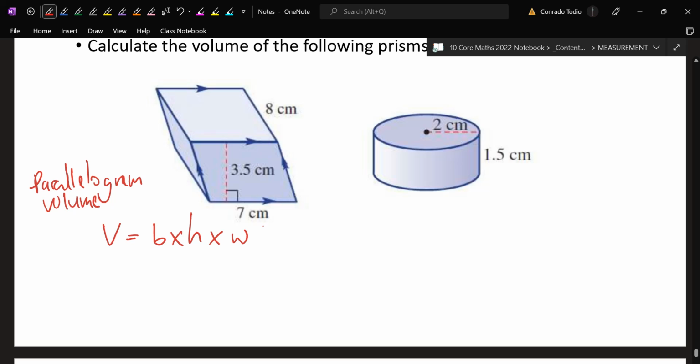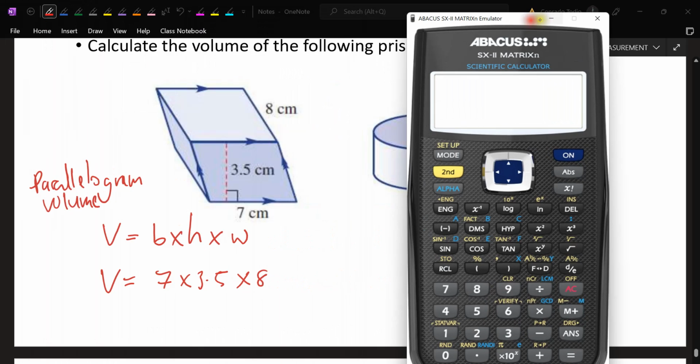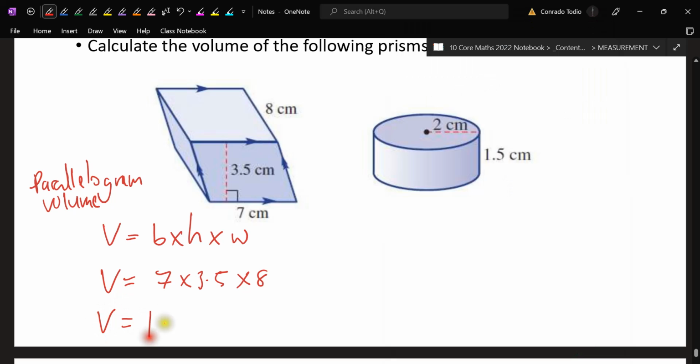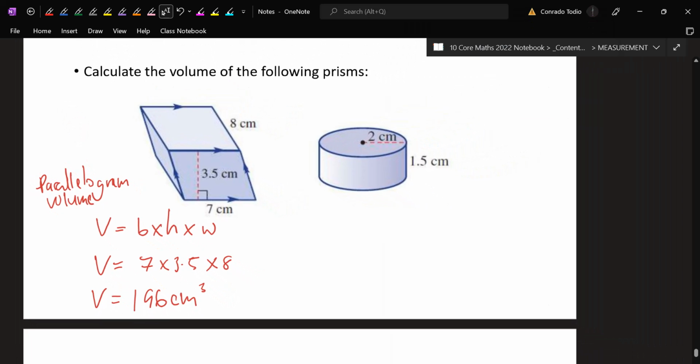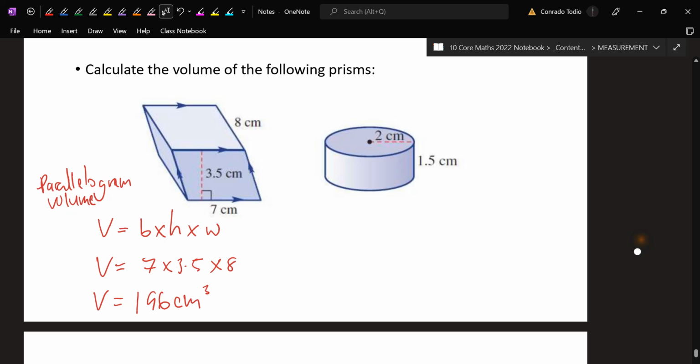It doesn't really matter what the name is, but essentially, remember, you're trying to find the area of the face, and then you're going to multiply it by that number there. So this will be 7 times 3.5 times 8. If I put that in my calculator, 7 times 3.5 times 8 equals 196. So the volume is 196 centimeters cubed. Remember, we use cubed now. We don't use squared for area anymore.